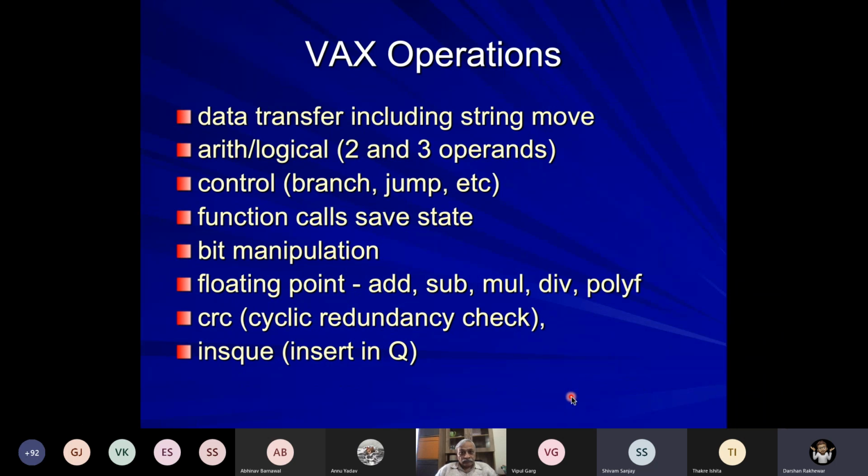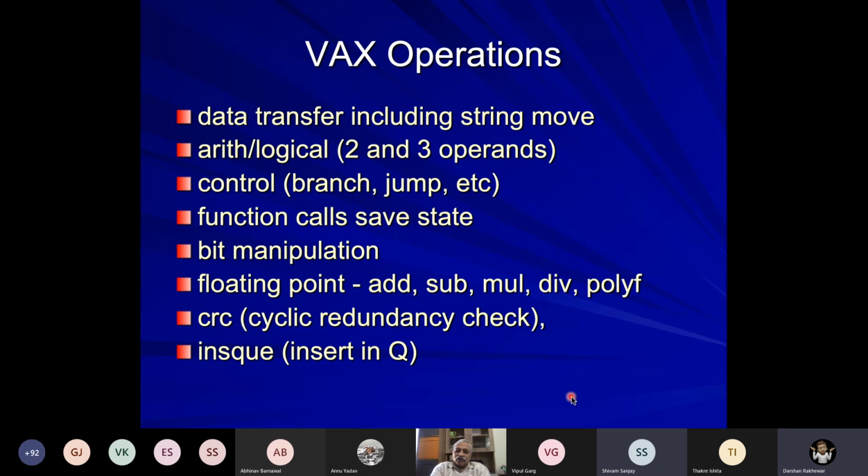So some examples of complex operations. You have data transfer where you can move one string from one place to another place. Essentially a block of data can be moved by a single instruction. Arithmetic logical operations could work on 2 operands as well as 3 operands. You have the usual control instructions, branch, jump, etc. The function call instruction, like we have BL, which simply transfers the control and saves the return address.